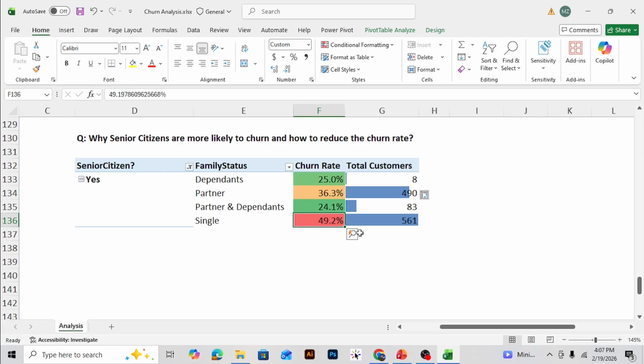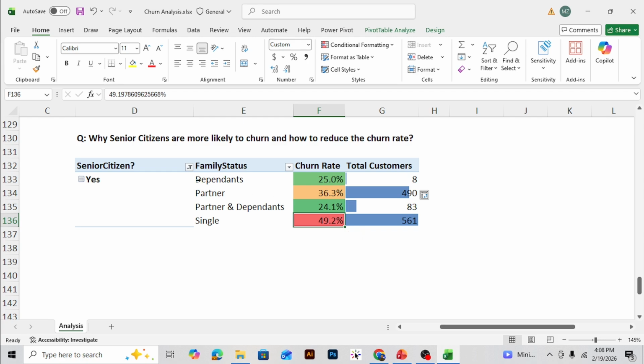Because the senior citizens who are single, they can decide anything on their own. But those who have a partner, they need to decide together whether they need this kind of service or not. So maybe their partner is interested in using that service. That's why the senior citizen, whether male or female, was unable to leave the service.